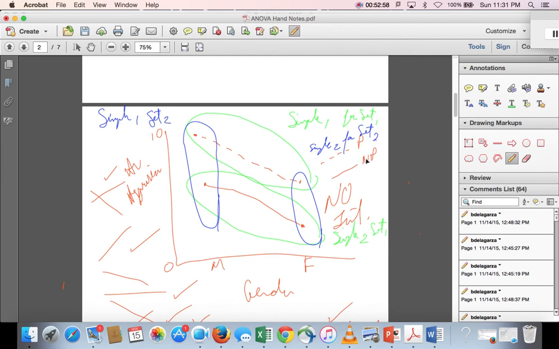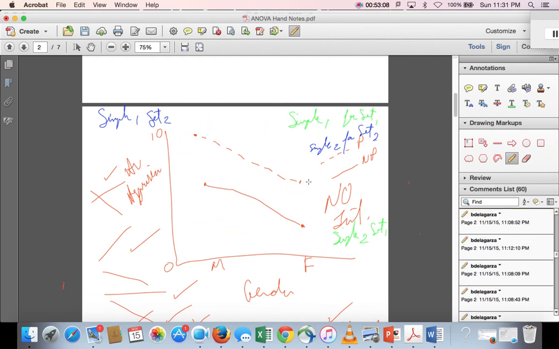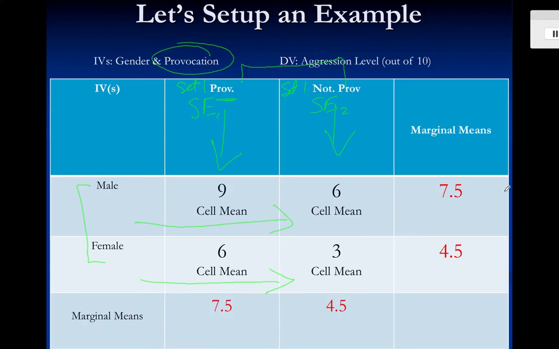Now, if you're wondering how you can identify a main effect on this figure, I'm going to go ahead and delete these circles, and we're going to look at the main effects for gender and then the main effects for provocation. To identify the main effect for gender, in other words, looking at the differences between male and female scores, remember, we had to create our marginal means. If you remember back over here, we created our marginal mean of 7.5 for men and 4.5 for women.